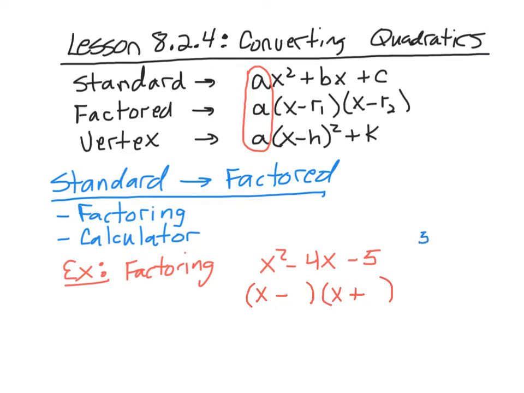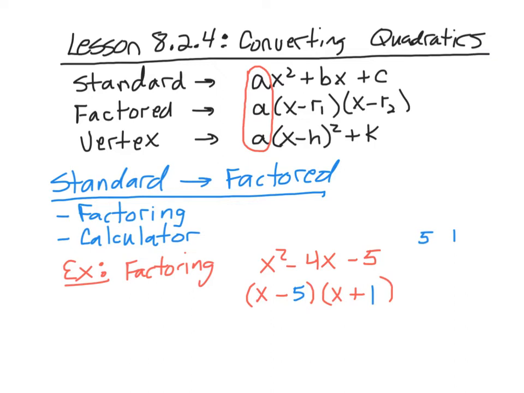Well, I have 5 and 1, and that's pretty much it. So 5 and 1, well, if I look at those, I can see that if one is negative and one is positive, the difference then would give me a 4. And since the 4 is negative, then my larger number has to be the negative number.